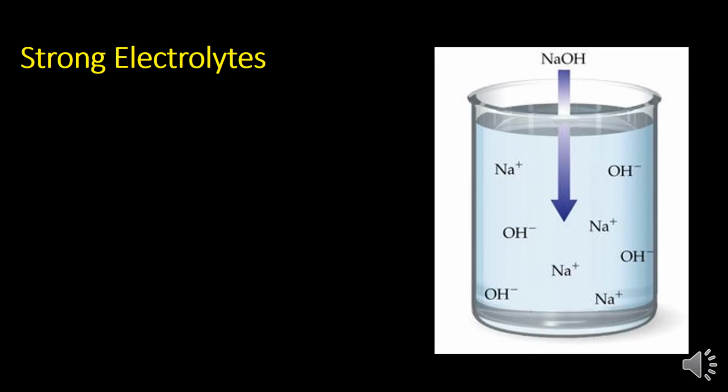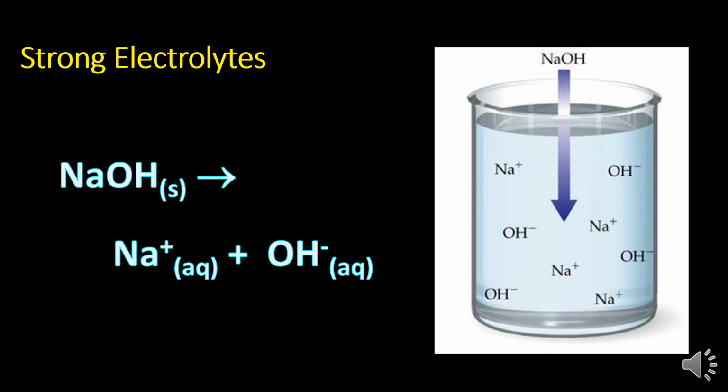But what that means is if you take something like hydrochloric acid and put it in water, you end up with nearly 100% hydrogen ions and 100% chlorine ions. Take sodium hydroxide. It is a strong electrolyte. And when you take that solid sodium hydroxide and you put it in water, you end up with nearly 100% sodium ions and 100% hydroxide ions.